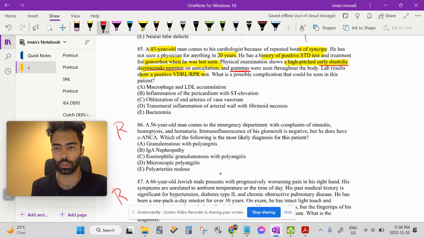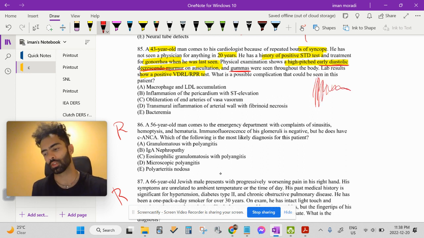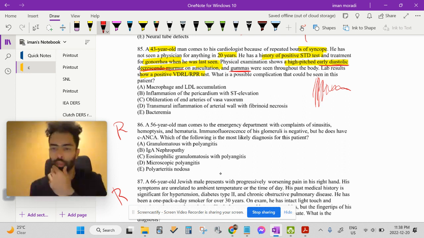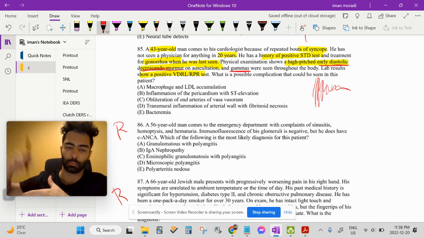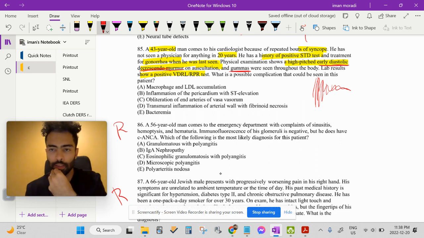So, early diastolic decrescendo. Decrescendo is kind of like high to low really fast. What that makes me think of is something getting ejected into something. And early diastolic: when the heart is relaxing, something is getting pushed right back at it. This just makes me think of our beloved aortic insufficiency.